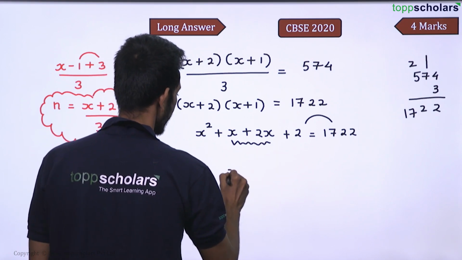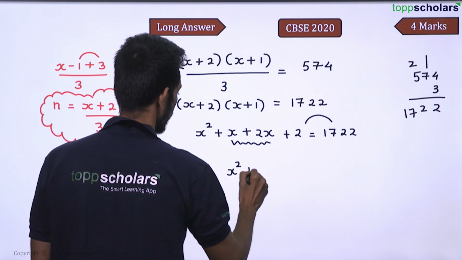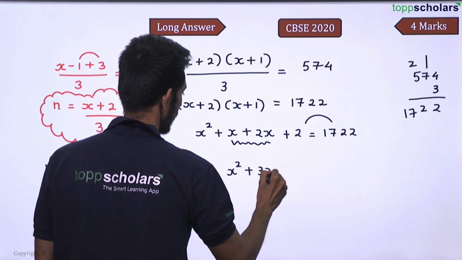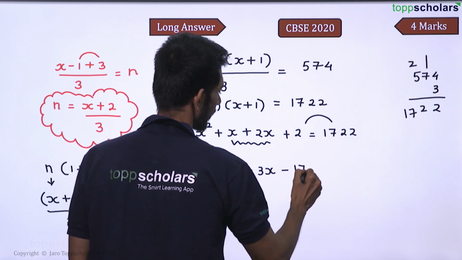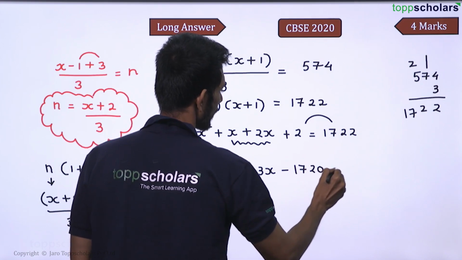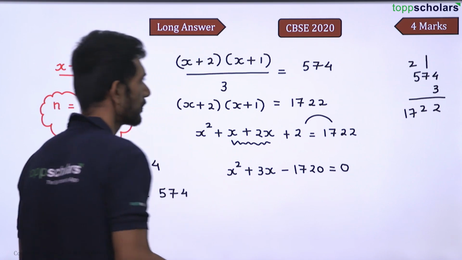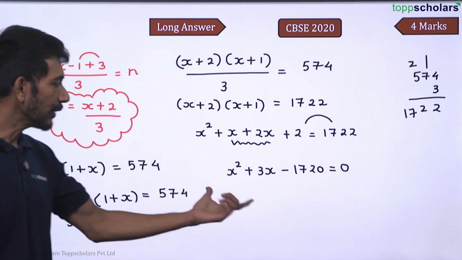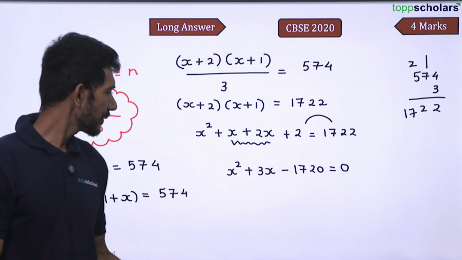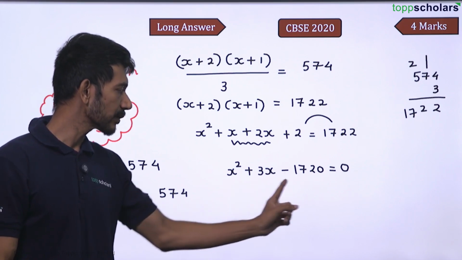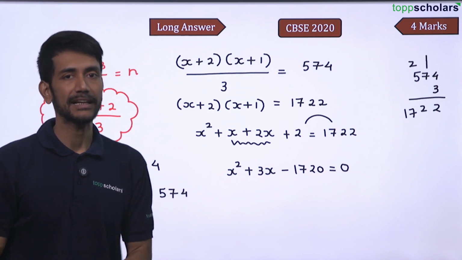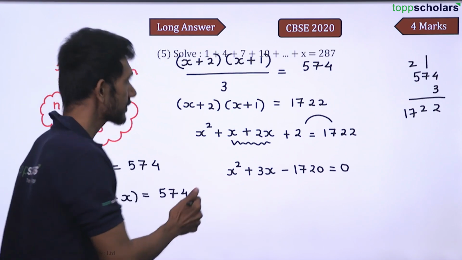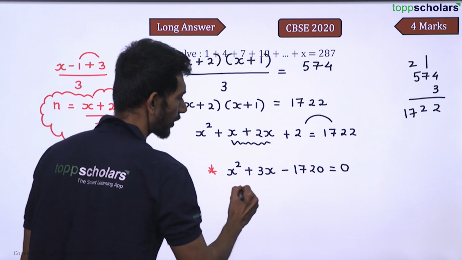So further you get x square plus 3x minus 1720 is equal to 0. Now you are getting a quadratic equation, right? This is a quadratic equation, and you can solve this quadratic equation now to find out the value of x. So now you have a quadratic equation. Now let's solve this quadratic equation together.